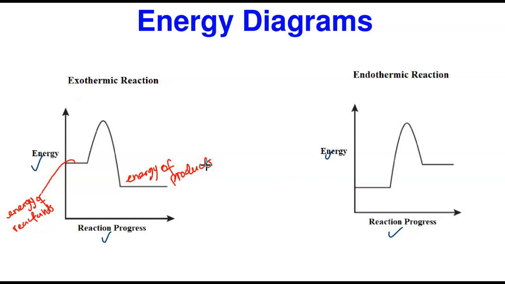Now, what else do we have? Remember what I told you? I told you already that at the peak of this mountain, something is happening there. At the peak of this mountain, this is called the transition state. Or, you can say it is the activated complex on top of that mountain. That is what you call it.